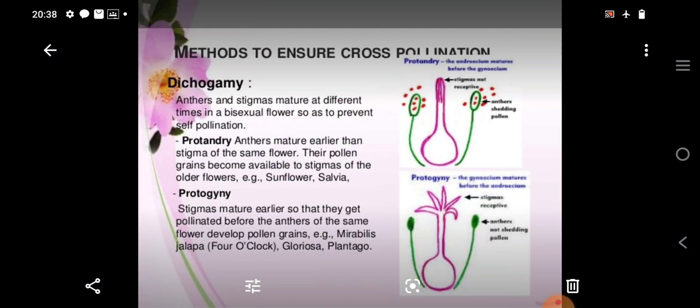Okay, now the plants which are undergoing cross pollination have some adaptations for only cross pollination. Now what are these adaptations? They can prevent self pollination. In other words, what are the adaptations which flowers or plants are showing for cross pollination instead of self pollination? So the first adaptation is dichogamy.